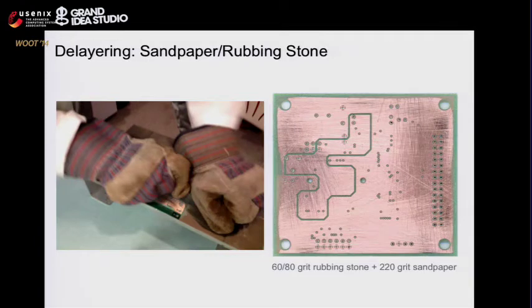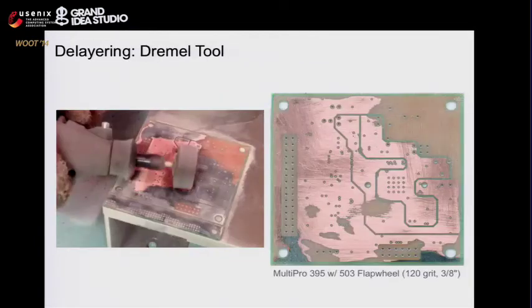So next one is Dremel tool. I don't have a video of this one, but similar sort of thing: instead of manual abrasion, you're mechanically wearing off the surface. This is the 3rd layer down. So the previous video was the 2nd layer. Now we're on the 3rd layer of this board.